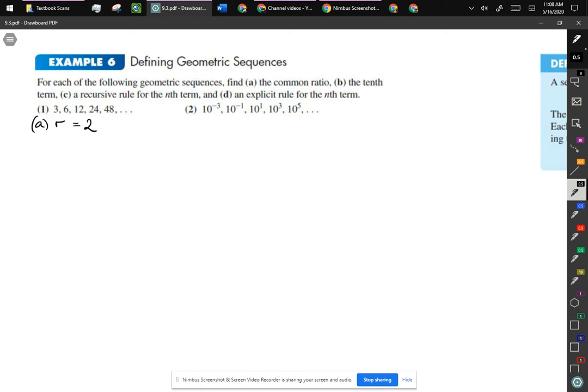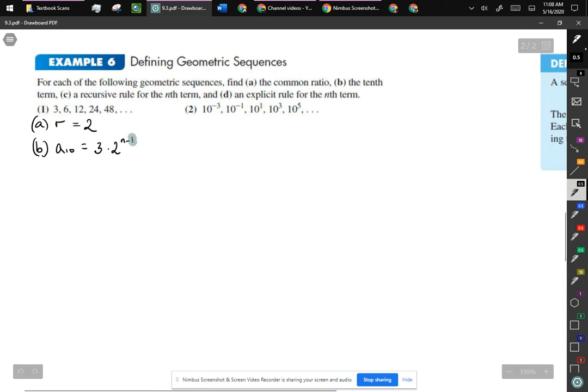For part B, they want the 10th term. So if I want the 10th term, a sub 10, I could simply say that, well, I know I start with 3. I'm going to keep multiplying by 2, but I'm not going to multiply by 2 just once. I'm going to multiply by 2 nine times because the first number is 3, but every number after, you're multiplying by 2. So that'd be 2 to the n minus 1.